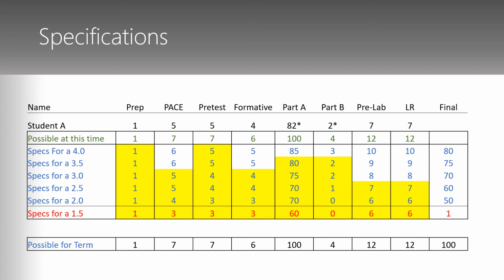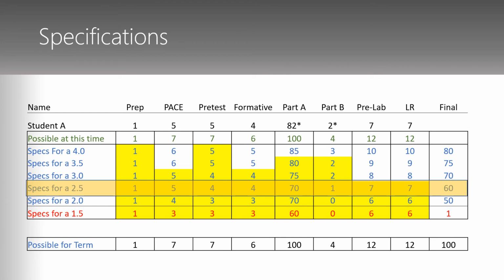We only got 7 out of 12 proficient. So if we were to look at this student's grade, we would say that they have a 2.5, right? They get a 2.5 for the course because you're bounded by the lowest specification that you have. In this case, that would be the pre-lab and the lab report.